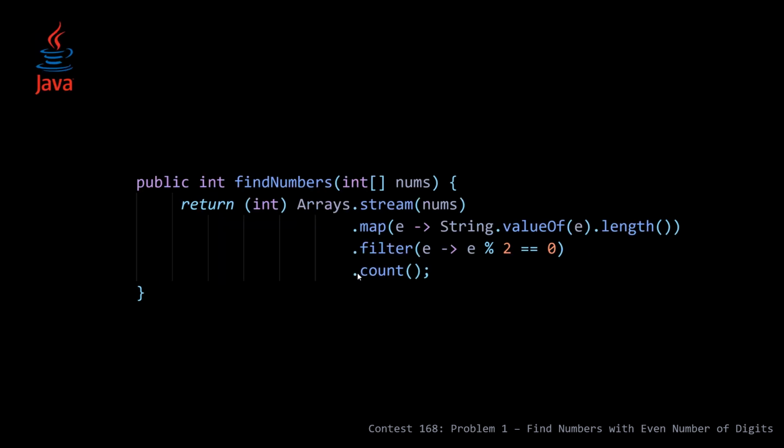Moving on to our Java solution. So in Java 8, we got streams. This enables us to do this kind of functional programming style. So we first just turn our array of integers into a stream, and then we call map, then we call filter, and then we call count. So the remaining solutions are all going to follow this kind of idiomatic functional programming solution.